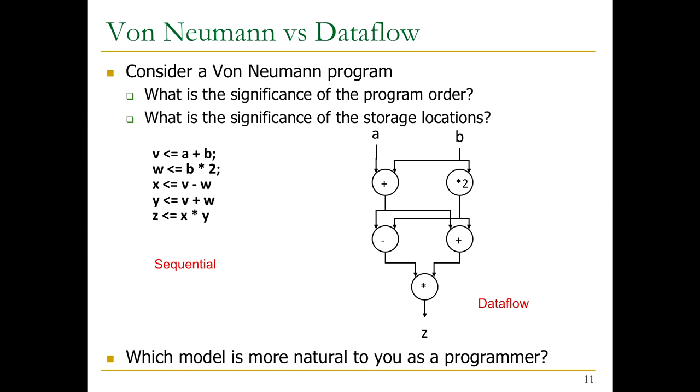But I guess I'll ask one other question for you. Which model is more natural to you as a programmer? Who says sequential? Okay. It's hard to see all hands. Who says data flow? Oh, no one thinks data flow. Maybe some people are like this. Is it because you're not used to it? You've always thought this way? Or is there something more fundamental to it? Anyway, I'll let you think about this a little bit.